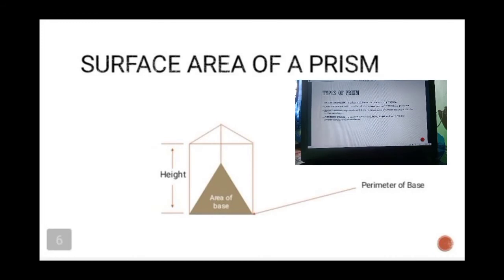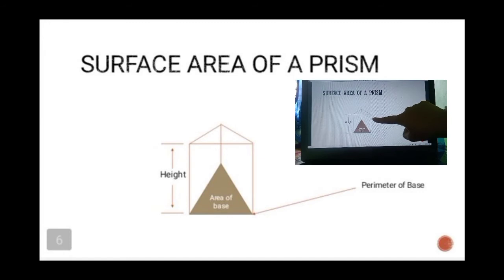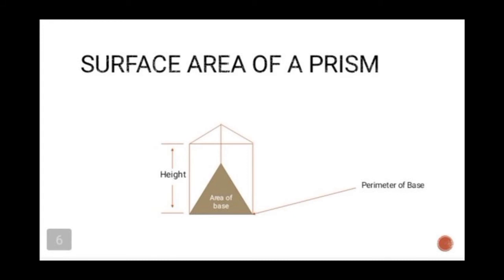So let's proceed to the surface area of a prism. The surface area of the prism is the total area covered by the faces of the prism. Take a look at the screen. This is the figure of a prism. This is the height, this is the area of base, and the perimeter of base. This is what we call the triangular prism.